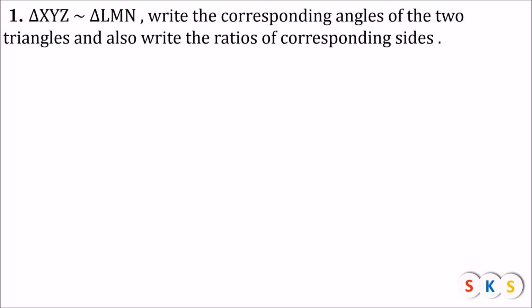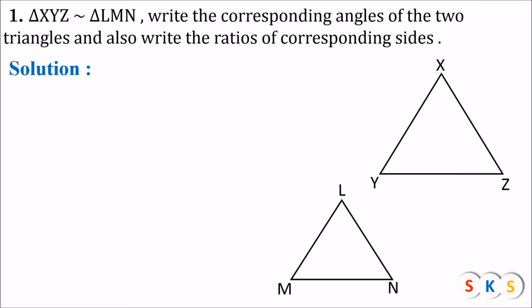Here we have two triangles XYZ and LMN. So what is given? Triangle XYZ is similar to triangle LMN. First we will write pairs of corresponding angles of these two triangles. So look at this figure. Here angle X and angle L are congruent to each other.